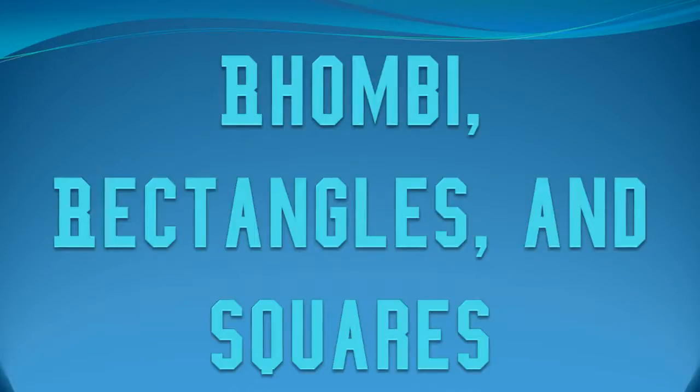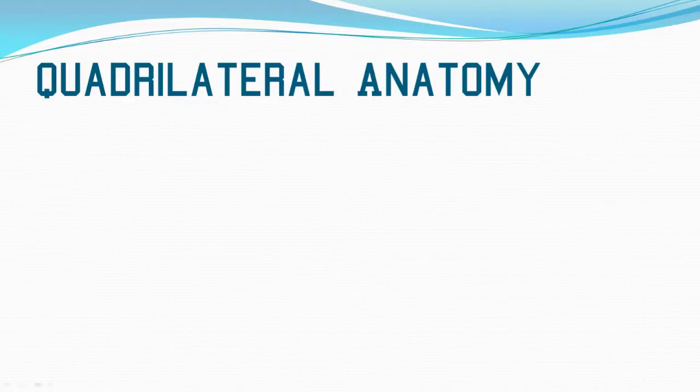Today we'll continue our exploration of quadrilaterals by looking at rhombi, also known as rhombuses, rectangles, and squares. Let's review a little bit of quadrilaterals first.